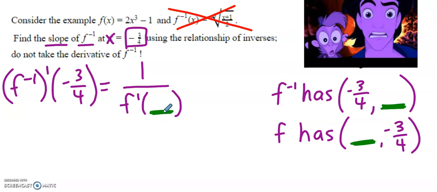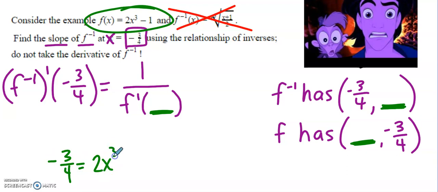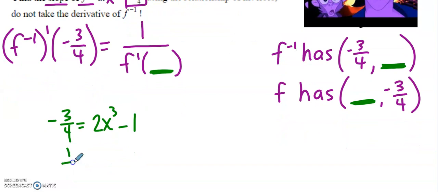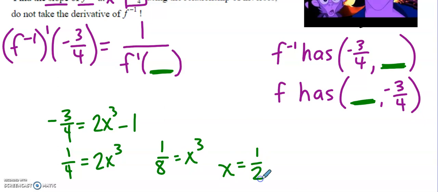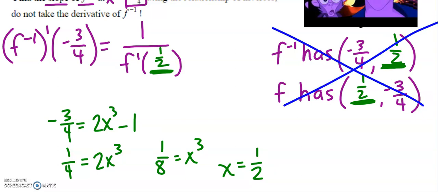Well, if I know that f has an output of negative 3/4, that means negative 3/4 is equal to 2x cubed minus 1. So I'm going to add 1 to the other side. I get 1/4 equals 2x cubed, which means that 1/8 is equal to x cubed, which means that x itself is 1/2. And this is the aha moment. 1/2 here, 1/2 here, 1/2 here. And my buddy points have served their purpose. I have found that mystery number that I need.